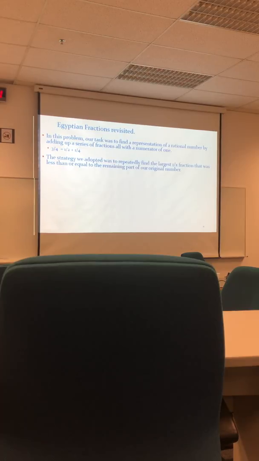The strategy we adopted was to repeatedly find the largest 1 upon x fraction that was less than or equal to the remaining part of the original number. That's what we did when we discussed the greedy approach. Initially we find the largest fraction in the form of 1 upon something that is smaller than the number, and then after that we do the same thing again for the remaining part.